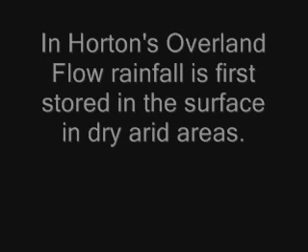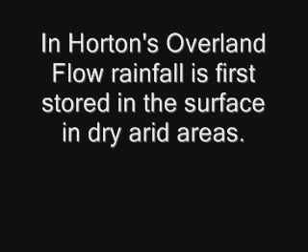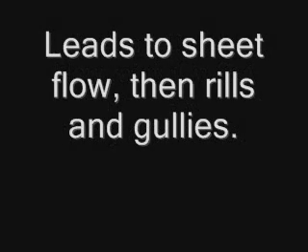Dry, arid areas respond differently to saturation. As described by Horton in Overland Flow, the rainfall is first stored in the surface, which leads to sheet flow. Rills and gullies occur when a critical saturation point is reached.